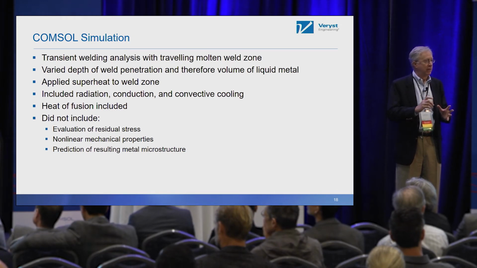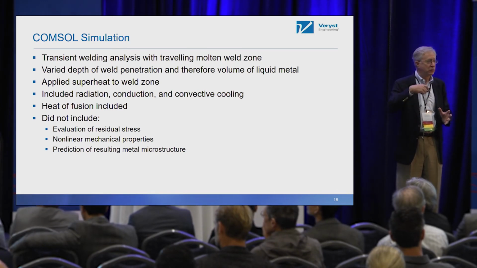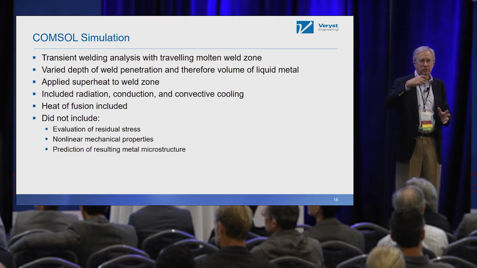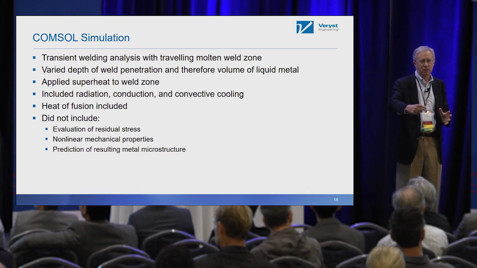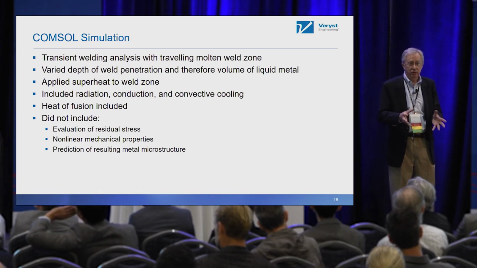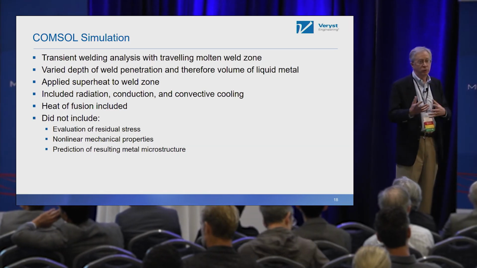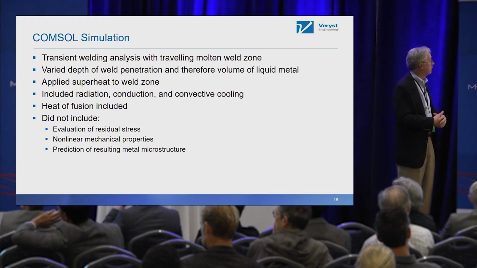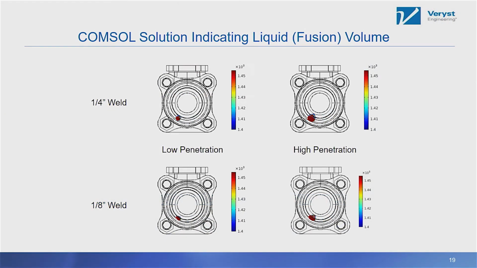We included the effect of the radiative heating from the plasma arc from the welding torch. We used COMSOL's equations to represent the rotation of the fusion, the welding process around the circumference of the valve, both in terms of radiation and the deposition of molten metal. We included superheat and temperature-dependent material properties. This is just a little animation of the fusion zone translating around, which we've accelerated for purposes of viewing. No one would weld this fast.